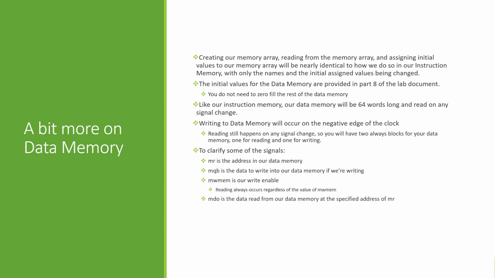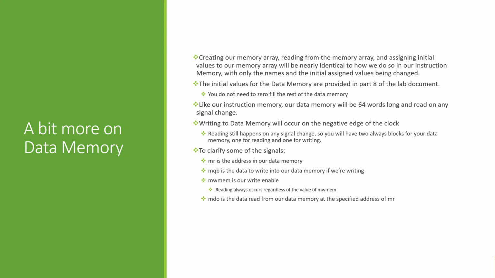Unlike our instruction memory, we'll actually be able to write to our data memory. This writing will occur on the negative edge of the clock. Note that reading still happens on any signal change, so you're going to have 2 always blocks for your data memory. One will be used for reading, which will occur on any signal change, and the other one will be used for writing, which will occur on the negative edge of the clock.